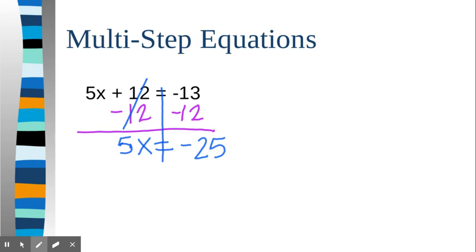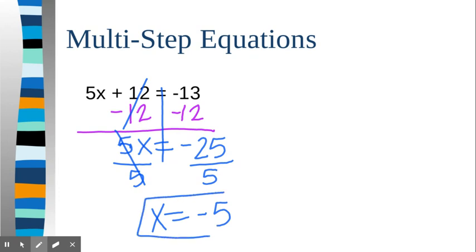5x is really 5 times x, so if we divide by 5, we'll be left with just x equals, again, be careful with those negatives, of negative 5. And that will be our answer.